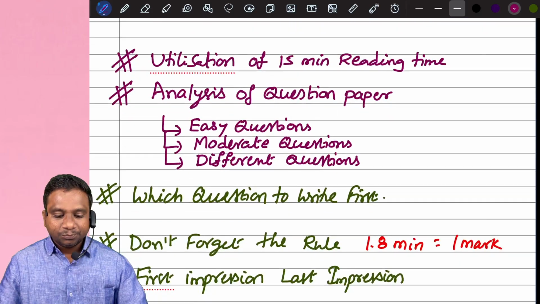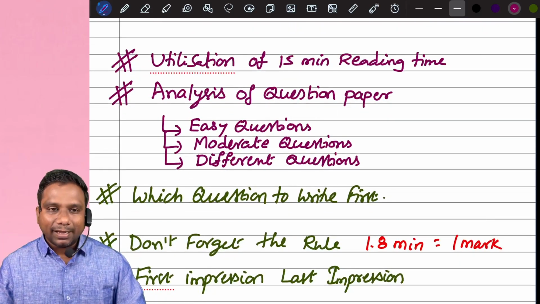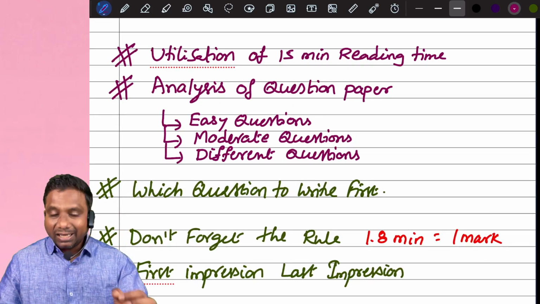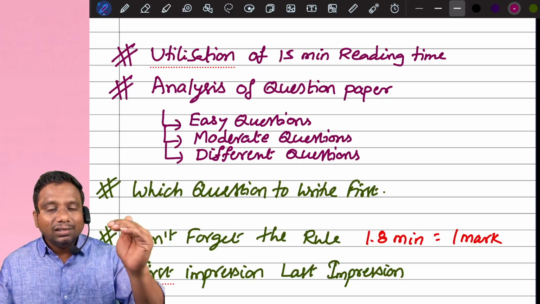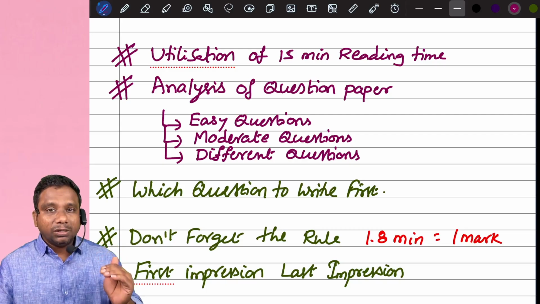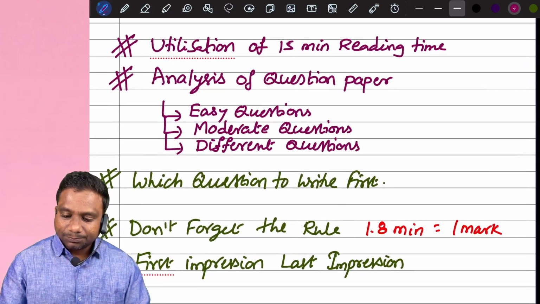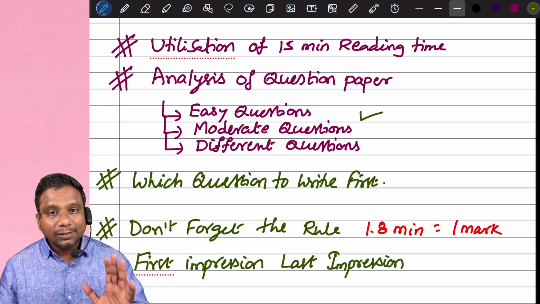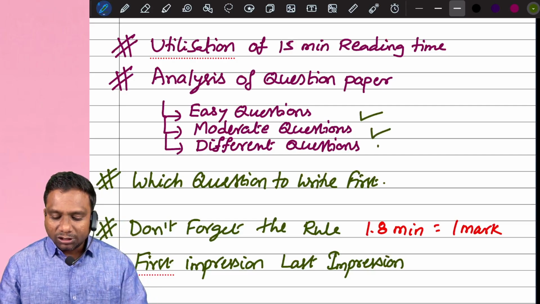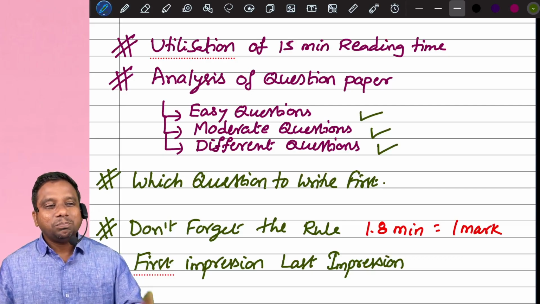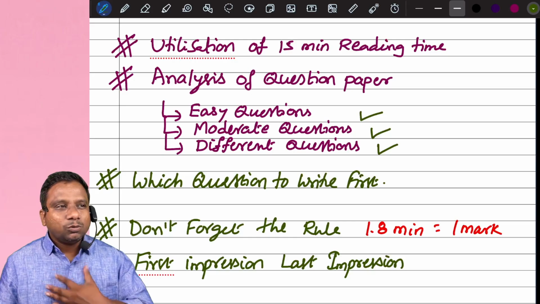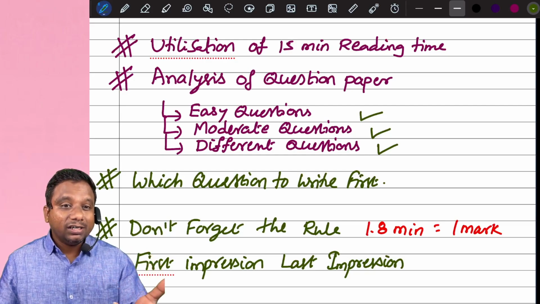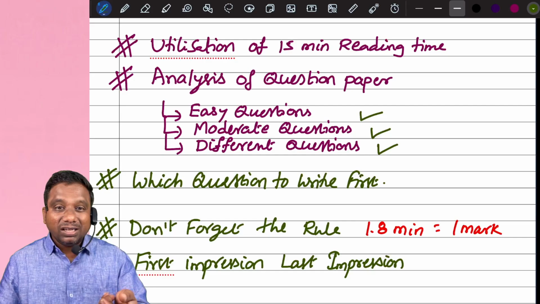How, sir? Look at the utilization of the 15-minute reading time. This is very important. During these 15 minutes, what do we have to do? Read, understand and analyze the question paper. Identify which questions are easy, which are moderate and which are different. This differs from person to person. For me, suppose question number 1 is easy. For you, question number 1 may be moderate. For some others, question number 1 may be a different question.